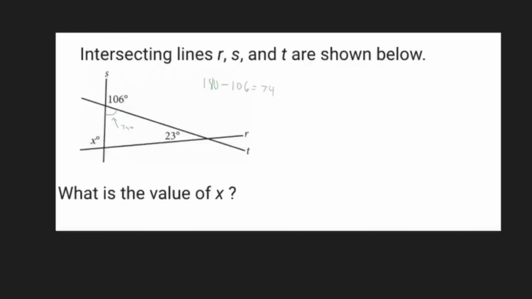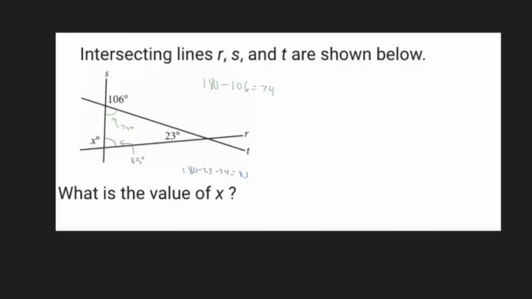And now we have two angle measures of a triangle, and so we can find the missing angle measure, right? So this angle right here at the bottom. And so we just do 180 minus 23 minus 74, and we get a value of 83. So because this angle is 83 degrees, that means we can also use supplementary angles again to find the value of X.